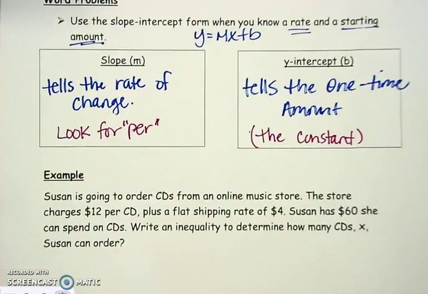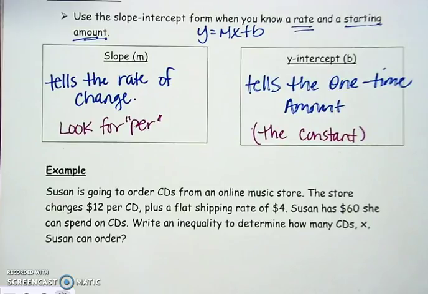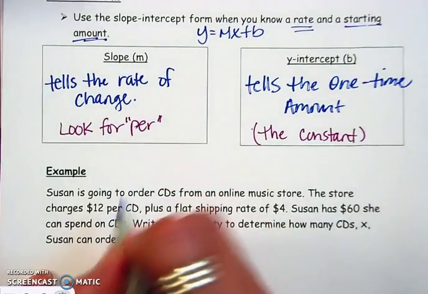If we look at the given word problem, it says that Susan is going to order CDs from an online music store. The store charges $12 per CD.